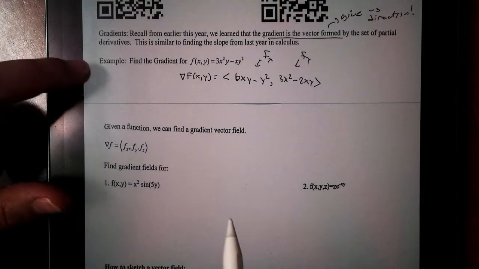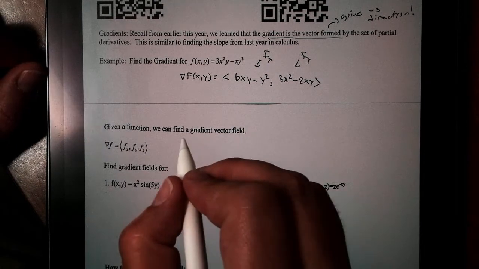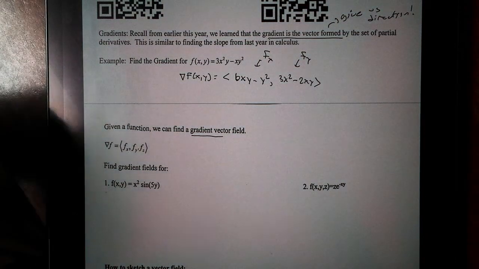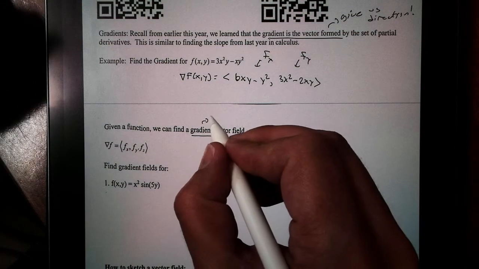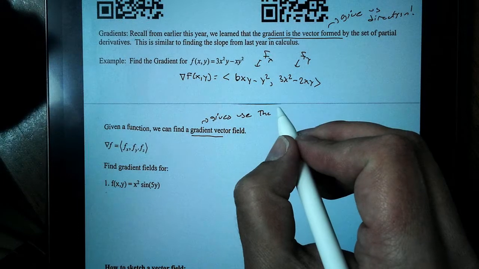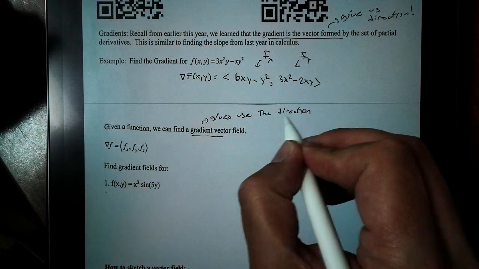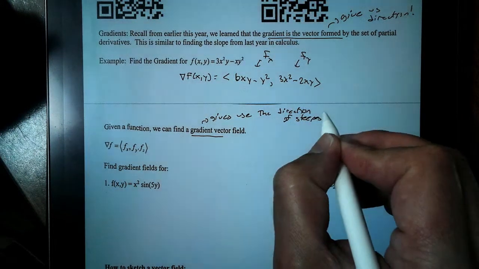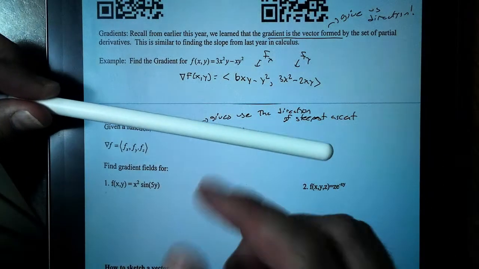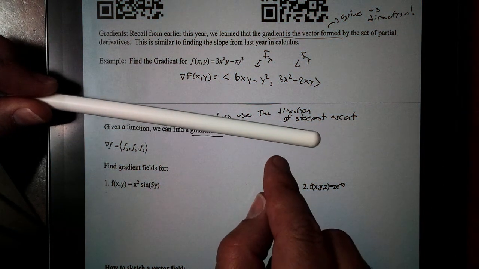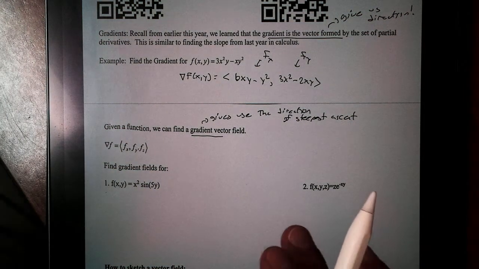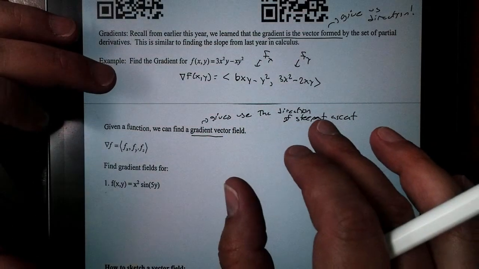So let's see here. Given a function, we can find a gradient vector field. So let's remember the gradient right here. Remember, a very important aspect of the gradient is that it gives us the direction of steepest ascent. Now remember what that meant. In a three-dimensional space, if I'm on a flat plane, what's the direction of steepest ascent? If I want to get off the fastest, we would go perpendicular. So that's what the gradient gives us right here. The gradient gives us the direction of steepest ascent.